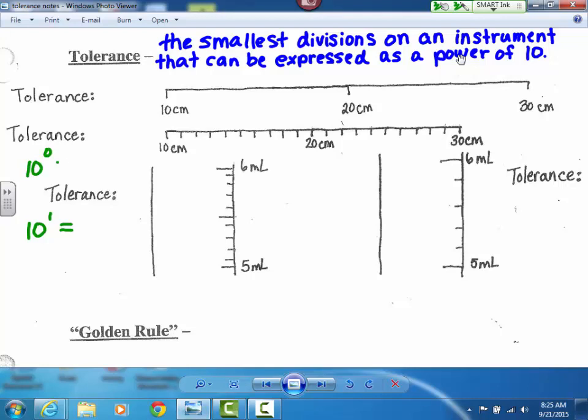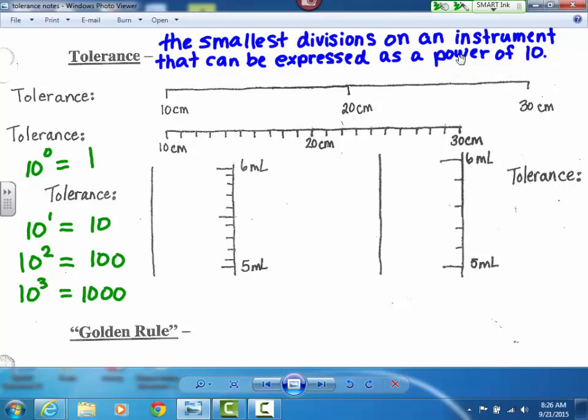How about this one? 10 to the 0 is? 10. Not 10. 1. Anything to the 0 power is 1. Anything to the first power is itself, so 10. Okay, maybe this one would be easier. What's 10 squared? 100. What's 10 to the third? 1,000.